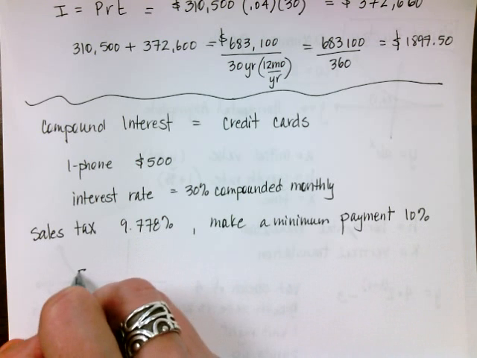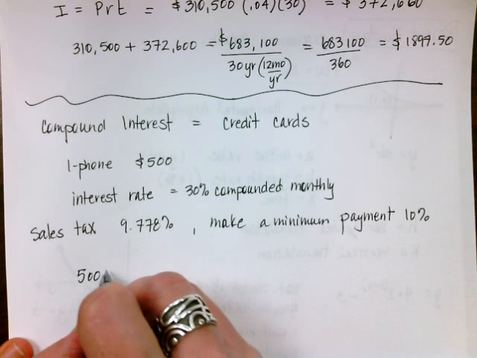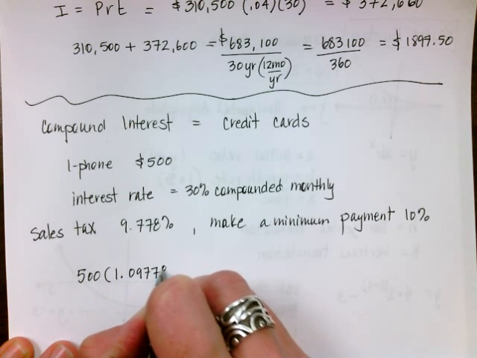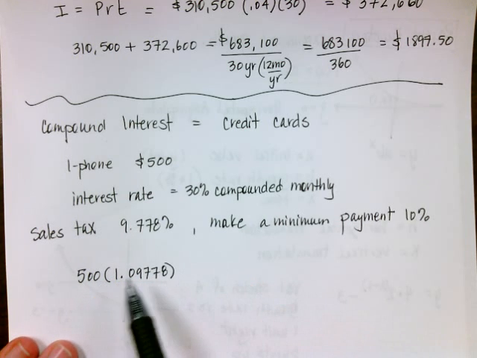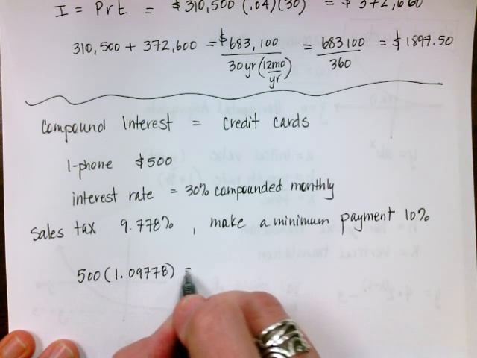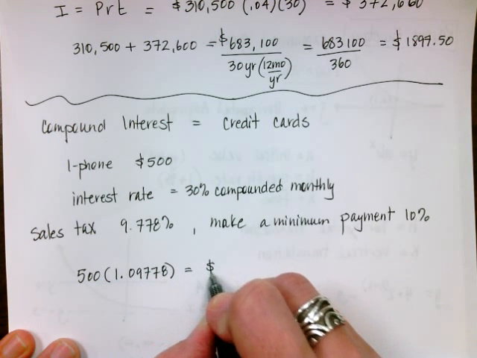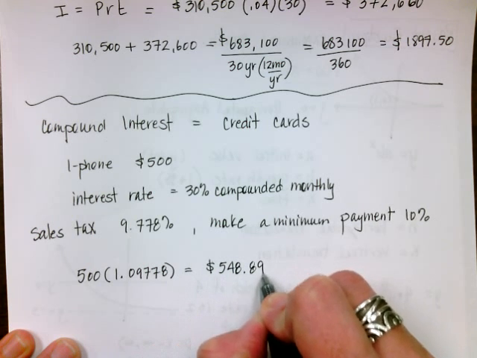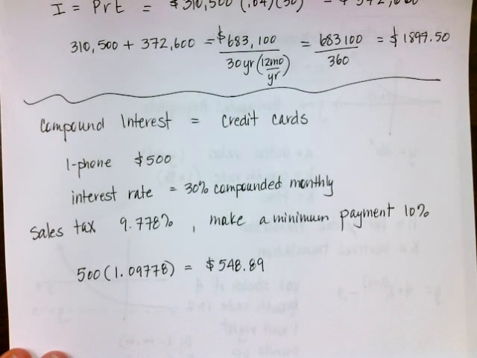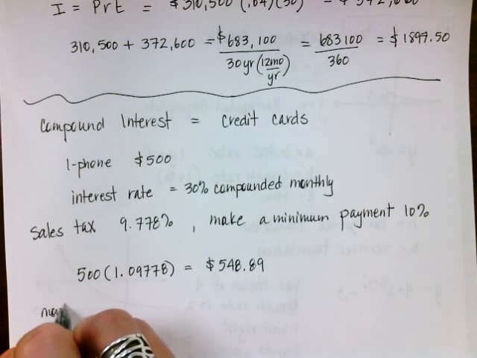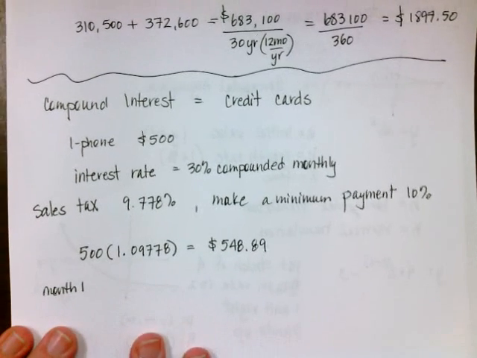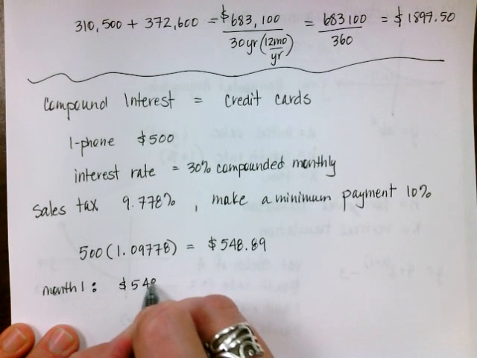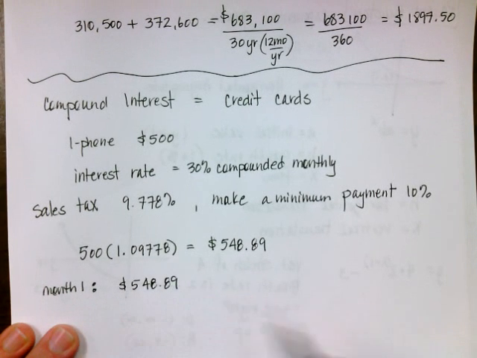So if I take my phone that we bought at $500, multiply it by 1.09778, I can explain why it's 1 plus the percentage later. I know that the cost of my iPhone is actually $548.89. So in month 1, I've now spent $548.89.